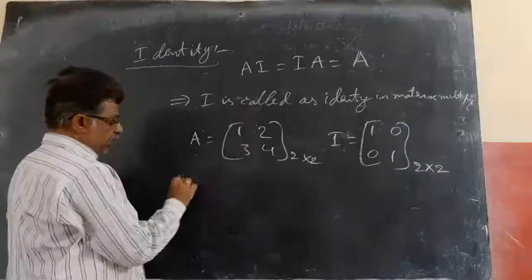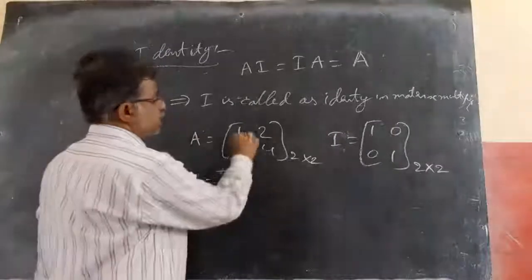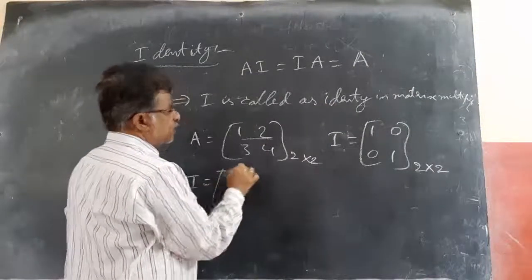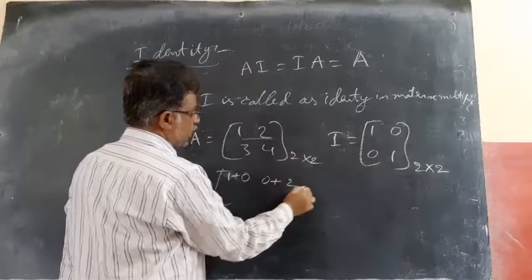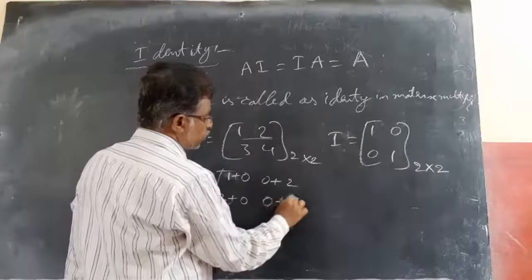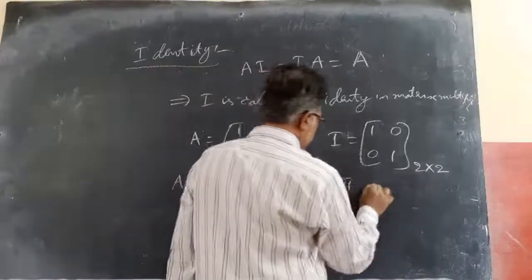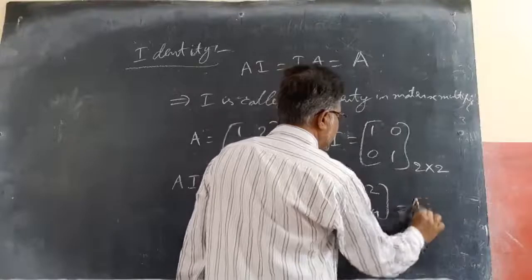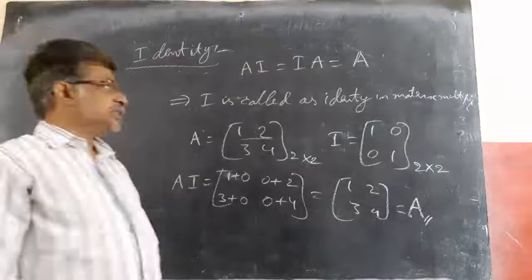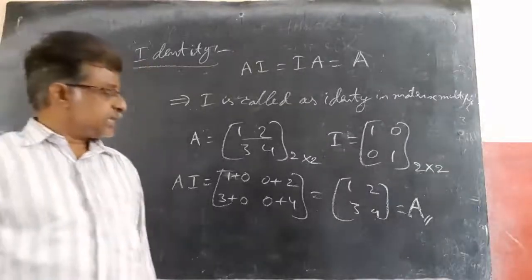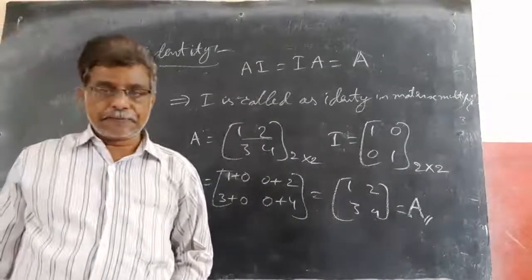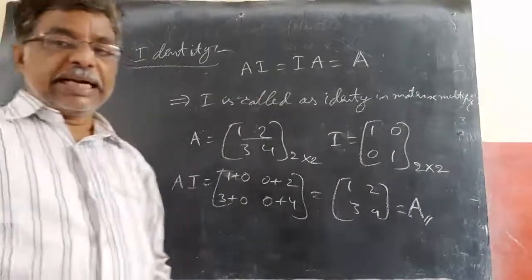We will find A into I. What is A into I here? First row with first column: 1 into 1 plus 2 into 0, that is 1 plus 0, which is 1. Next, 1 into 0 is 0 plus 2 into 1 is 2. Next, 3 into 1 is 3 plus 4 into 0 is 0, and 3 into 0 is 0 plus 4 into 1 is 4. Automatically you get 1, 2, 3, 4, A itself. So identity exists in matrix multiplication only if A is a square matrix and the identity size is also the same as that of A itself. This is called the identity property.